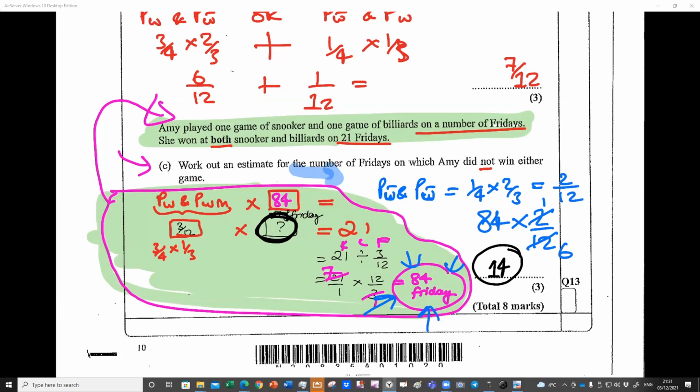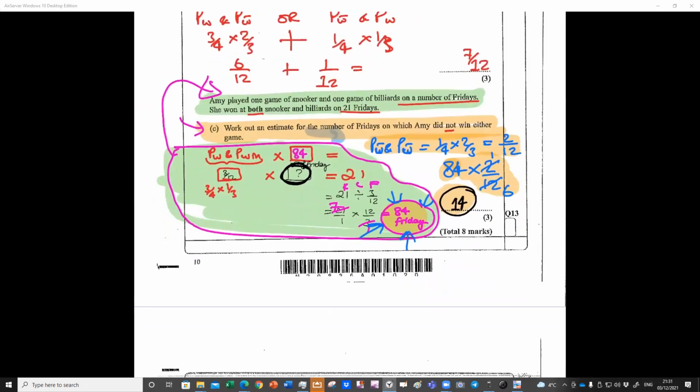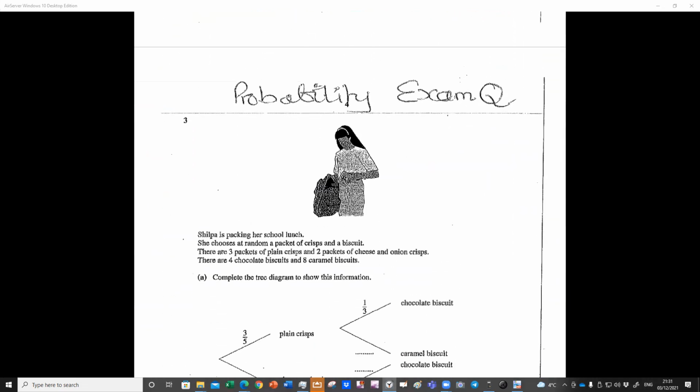Then we have the second part of the question, the main part, which is orange. This is the actual question. To do the orange one, we reuse the 84 in our calculation. We work out the probability of winning twice, and then multiply 84 by the probability, which gives us an answer of 14. Hope that helps.